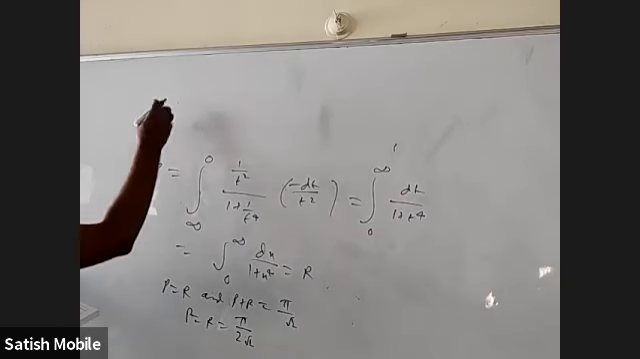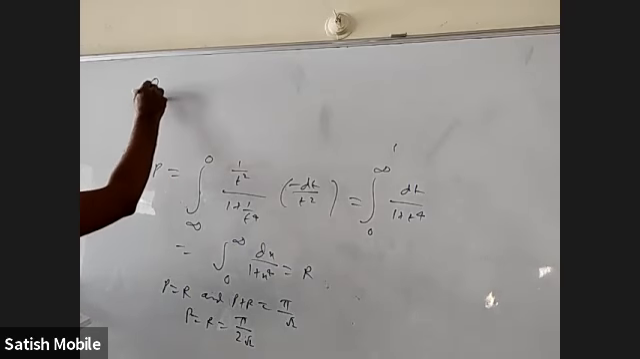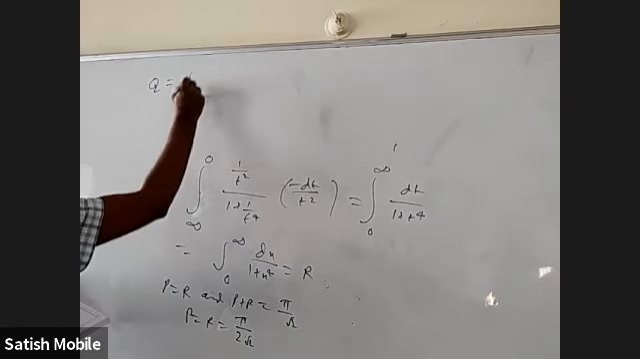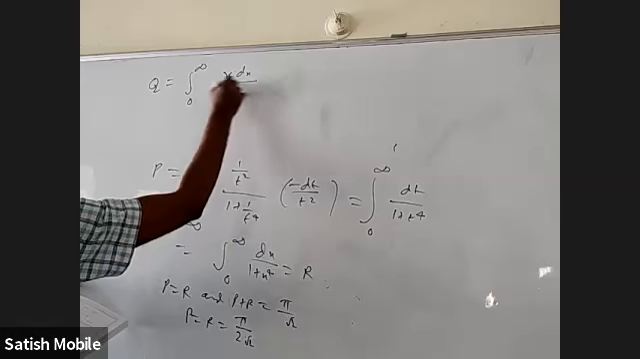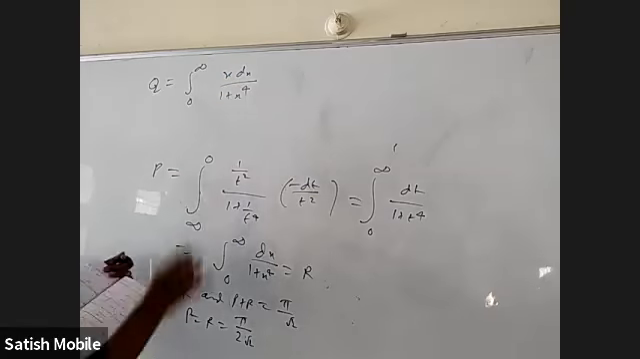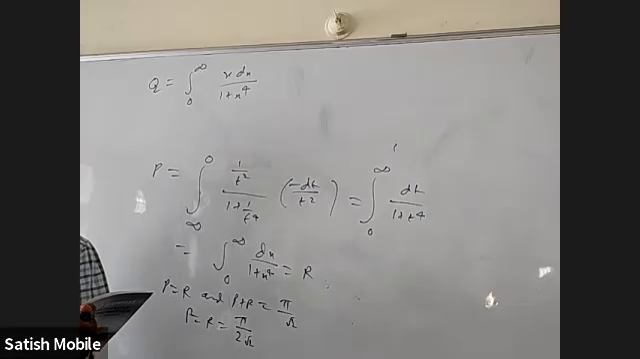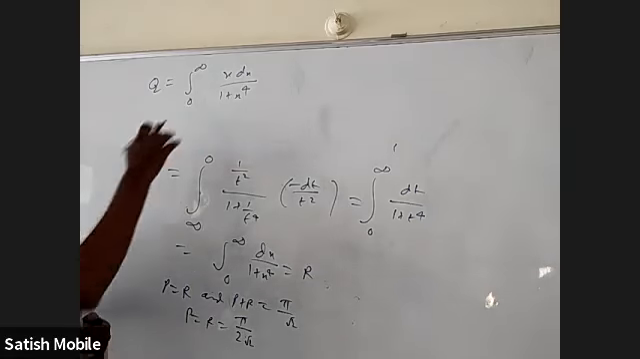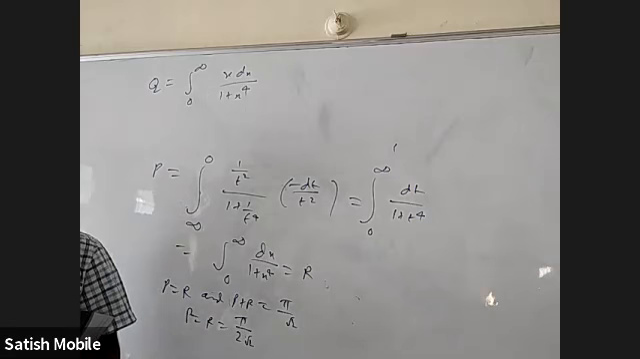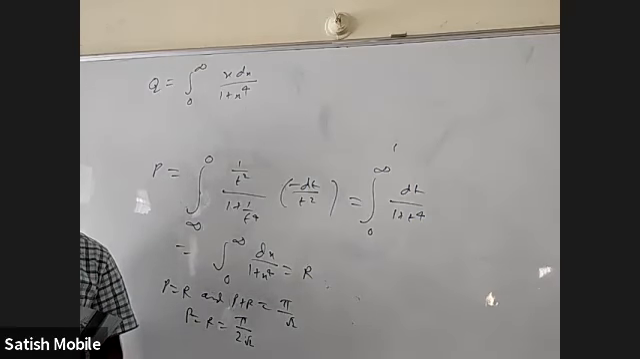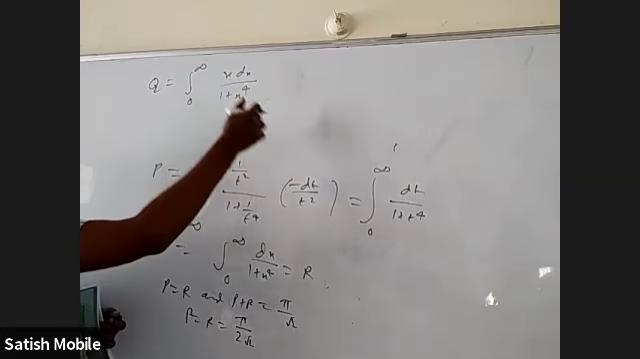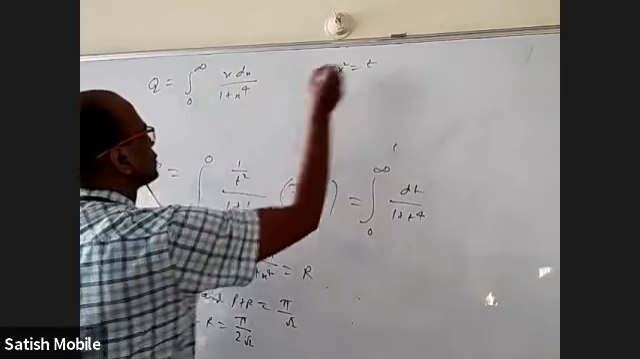Okay, coming to Q, integral 0 to infinity x dx by 1 plus x power 4. Why is this integration very easy? We can integrate this very easily. Why? Anybody? If we take x square as t, then the derivative of x square is available in the numerator. Okay, simply take x square equal to t.